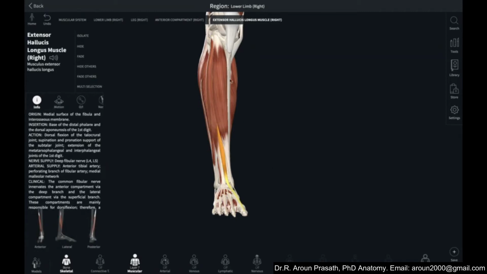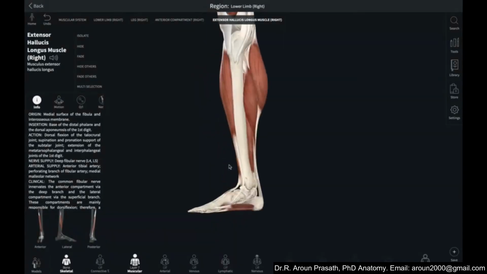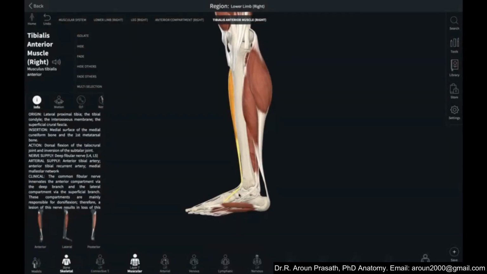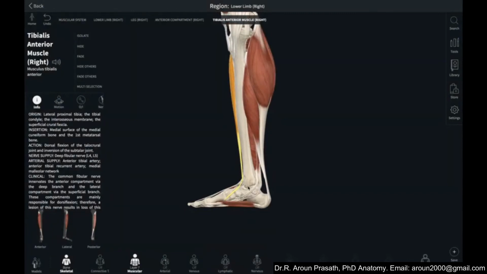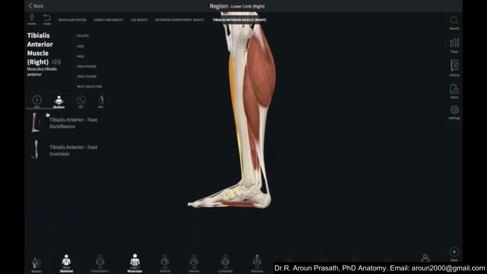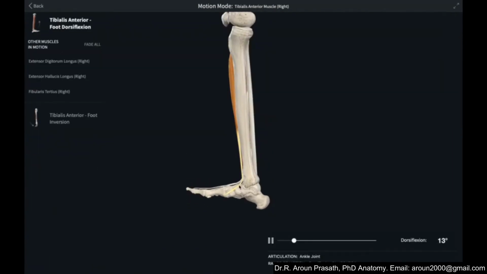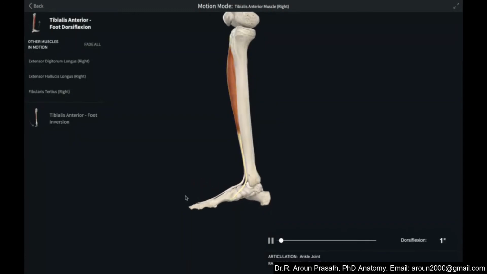Okay, now these muscles act on the ankle joint and do the extension function. The extension function of the ankle joint is also called dorsiflexion, and this movement is extension of the great toe. Okay, this is extension, this is extension.